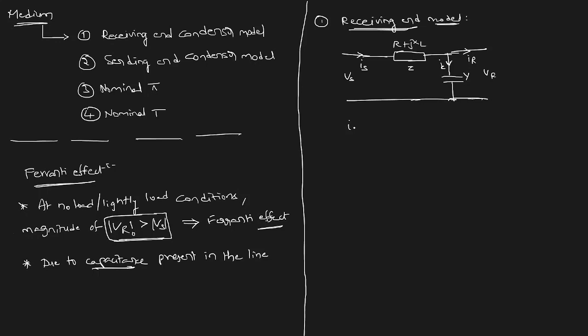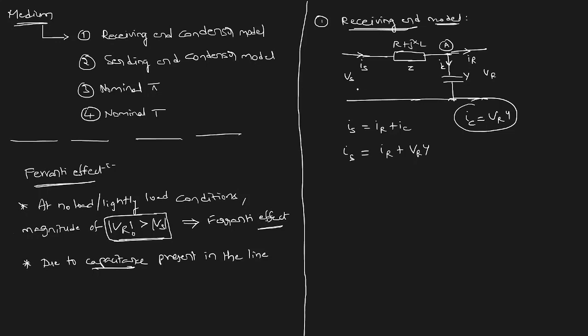Here we can clearly see that Is is exactly equal to IR plus IC, right? At this point, Is will be exactly equal to IR plus IC. This is simple basic KCL. Fine. And here we can write IC as VR into Y, admittance into receiving end voltage. Now, Is can be written as IR plus IC. What is IC? VR into Y.